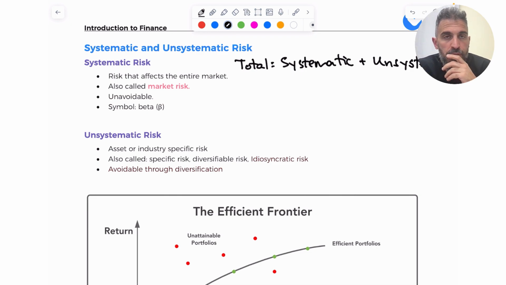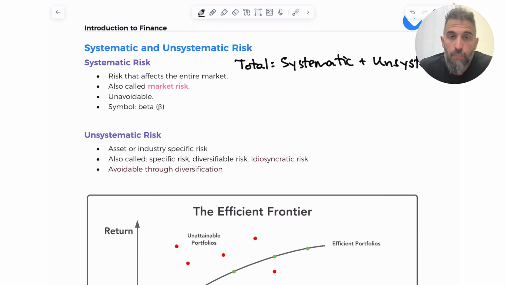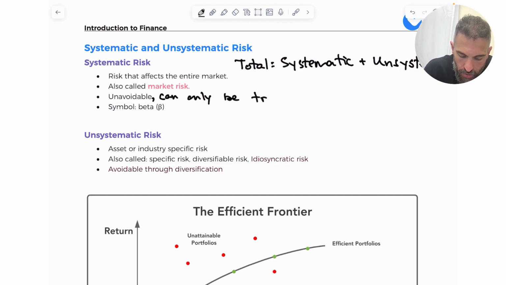Now, what are the things you want to know? Systematic risk is also called market risk, and it's unavoidable. You cannot eliminate market risk. You can trade it, so it's unavoidable. It can only be traded. Basically what that means is that, and we'll talk about this when we see CAPM a little bit more, every stock, every asset has a certain amount of market risk. So if you don't like the amount of market risk you have, you can change where your money is invested into something else that has a different amount of market risk, but you cannot eliminate it.